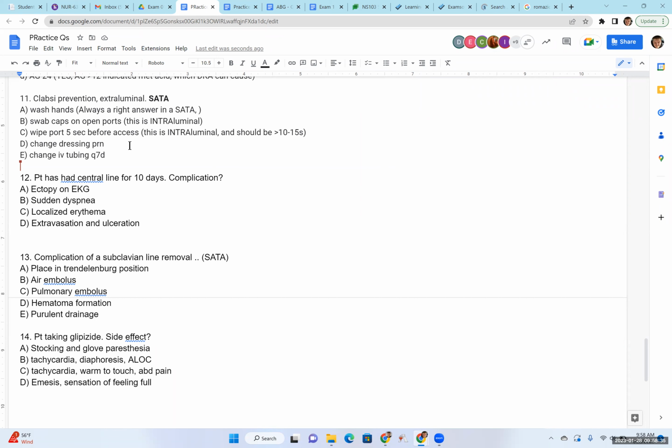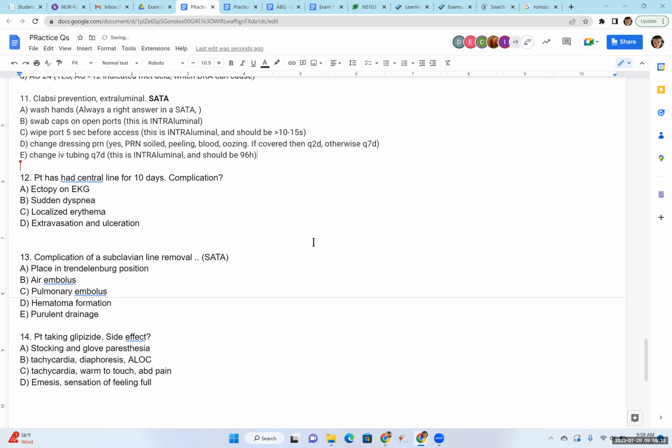And then D, change dressing PRN. Yes, right? And when do you do it? PRN: soiled, right? Peeling, blood, oozing, right? These are the times. If covered, then every 2 days, otherwise every 7 days. IV tubing every 7 days. This is intraluminal and should be what? 96 hours. Okay.